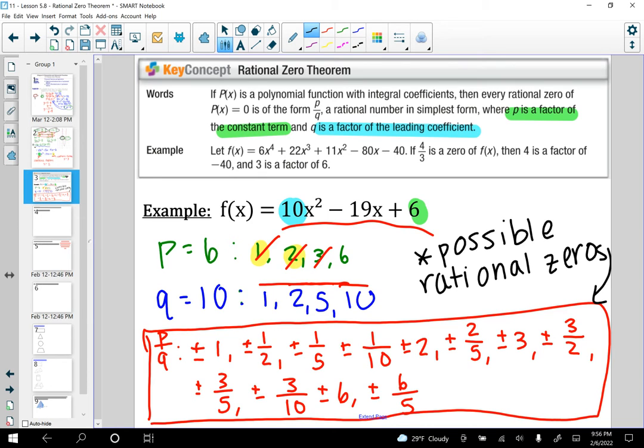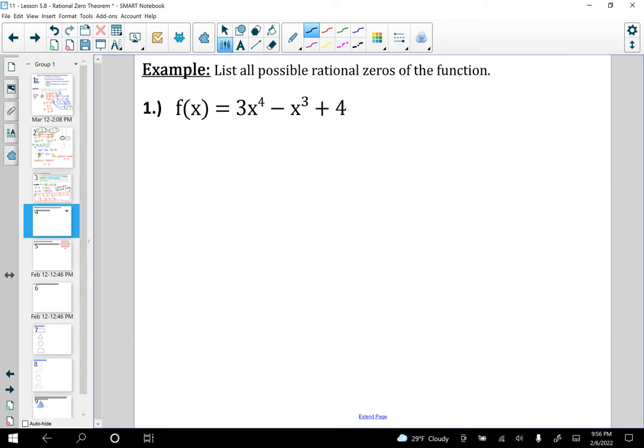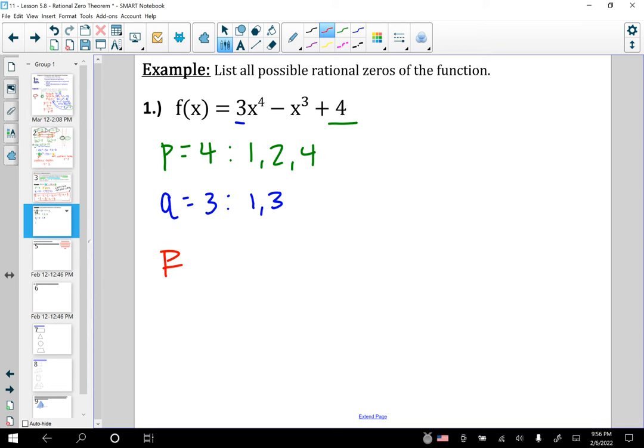Okay, let's try one more of those. List all the possible rational zeros of the function. I start by identifying my p, my constant term, which in this case is 4. My q, my leading coefficient, is 3. Then you list their factors. The factors of 4 are 1, 2, and 4. Factors of 3 are 1 and 3. To create your list, you take all your p's divided by all your q's.